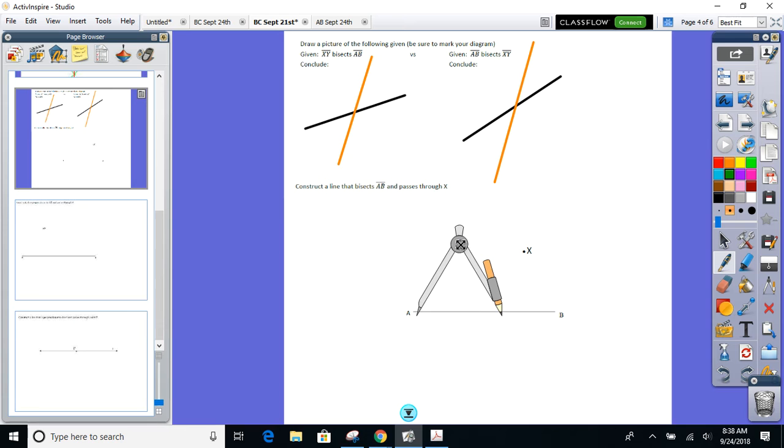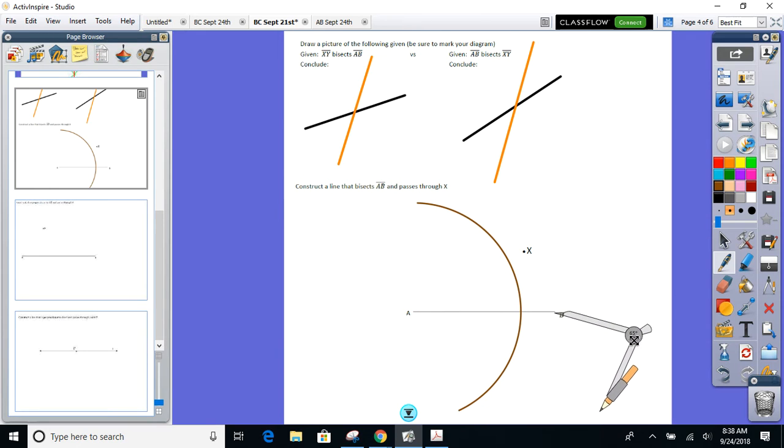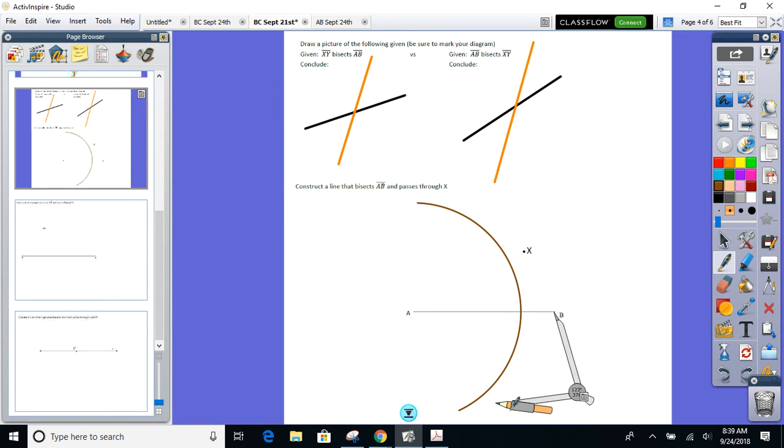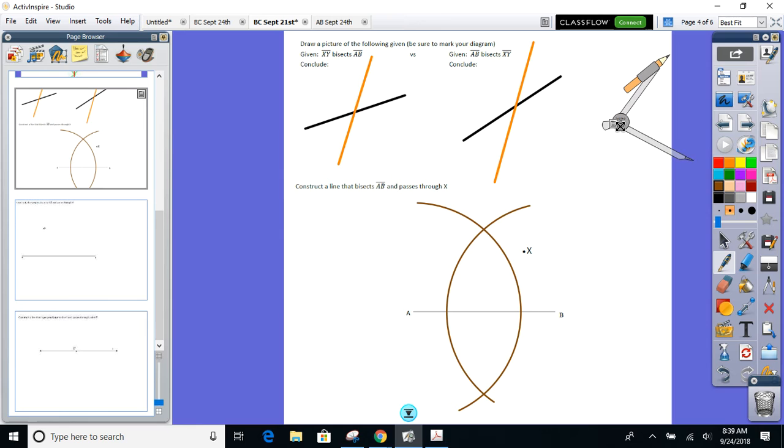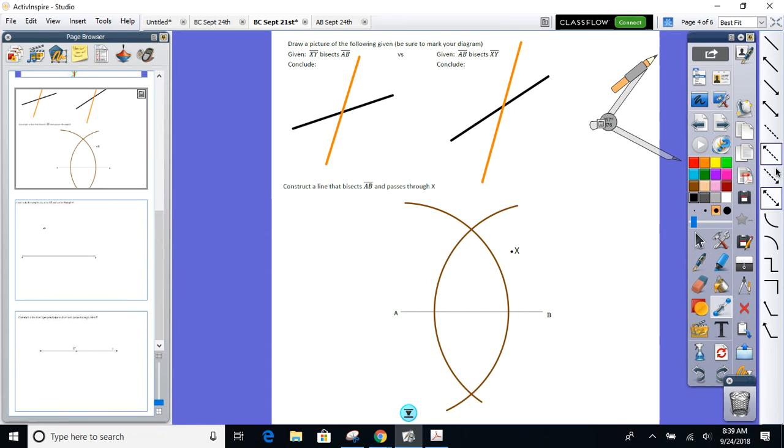So you take out your compass, put it on point A, open it up more than halfway. Make a decent size arc, keep it the same opening. And I'm going quick now because we've done this multiple times. And then make a second arc so that intersects your first one in 2 spots. Line up your straight edge.